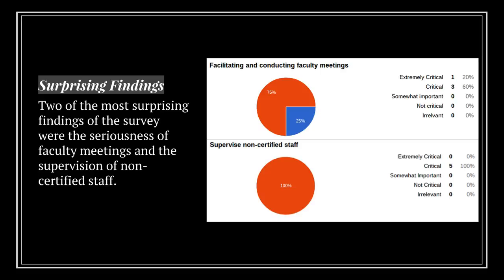The other really surprising finding was supervising non-certified staff. Monitoring classrooms, monitoring instruction, didn't have 100% of a critical idea here, but principals found that monitoring non-certified staff is a very, very important thing that they do in their day-to-day work as a building level administrator.